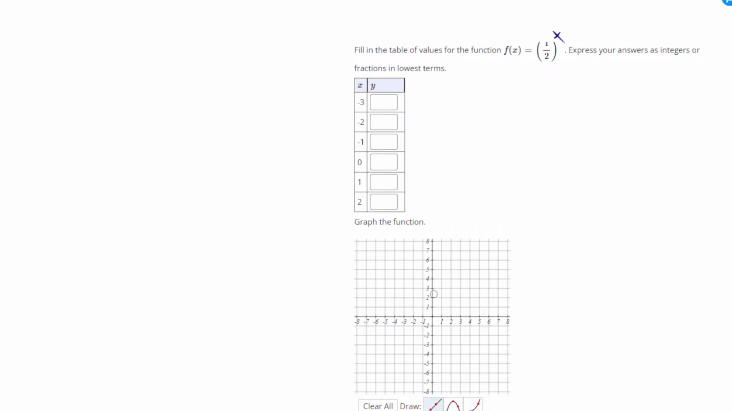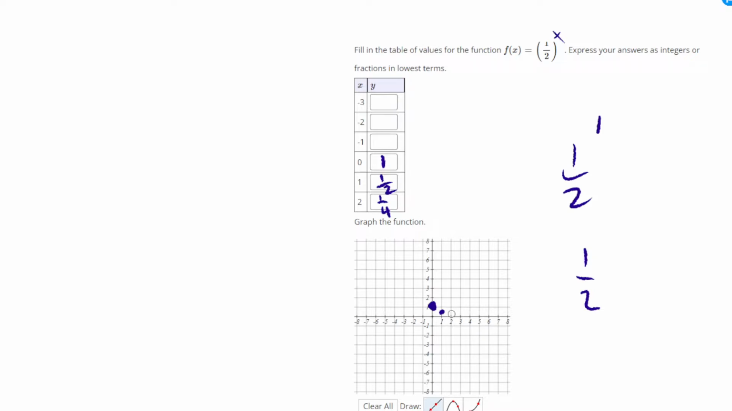So our 0 is always going to still be 1, because anything to the 0th power equals 1. So 0 equals 1. And then at 1, 1/2 to the 1 power is just 1/2, right? So it's going to be right here. So 1/2. And this will turn into 1/4, because you have 1/2 times 1/2, which is 1/4.